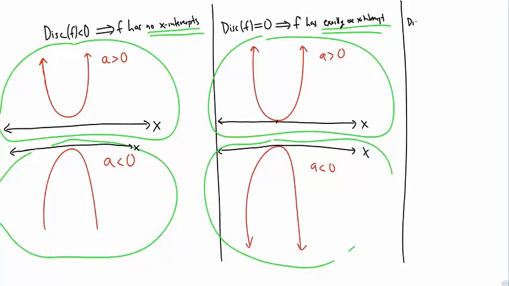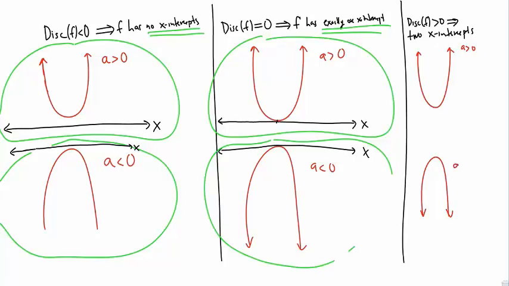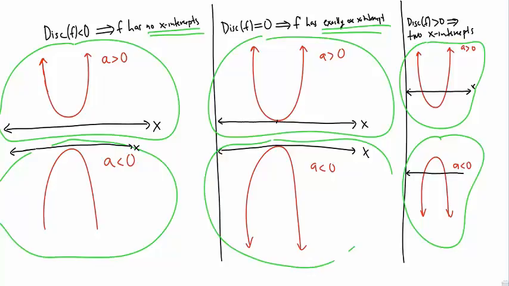And finally, when the discriminant is positive, we know that there are two distinct x-intercepts. So the x-axis must intersect the parabolas twice. For that to happen, the intersection will look like this. Down here, it'll look like this. It must intersect twice. Here are the x-intercepts.